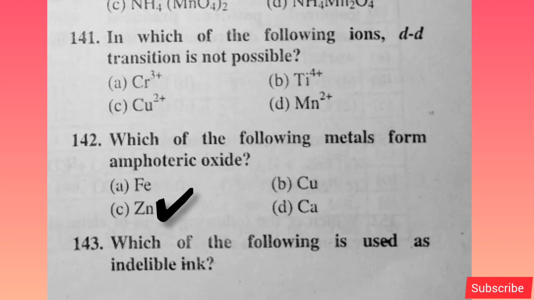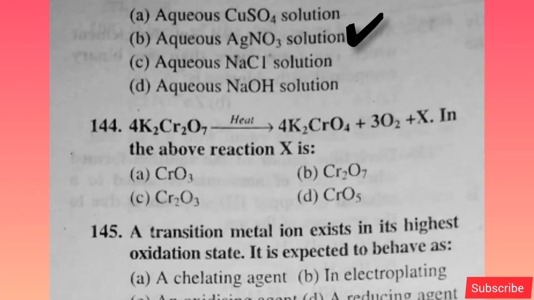Option C is correct. Which of the following is used as indelible ink? Option B is correct. 4K2Cr2O7 को हीट करते हैं तो 4K2CrO4 plus 3O2 plus X in the above reaction. X is? Option C is correct.